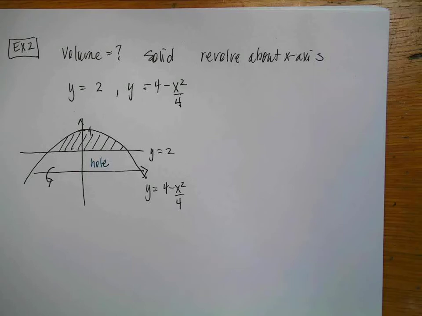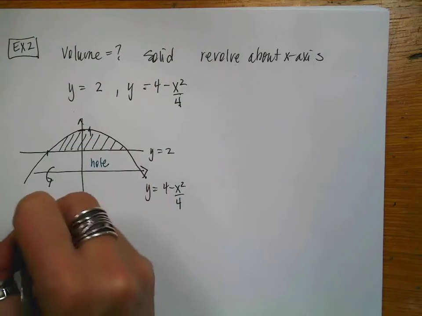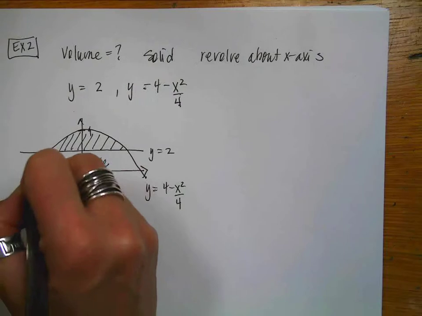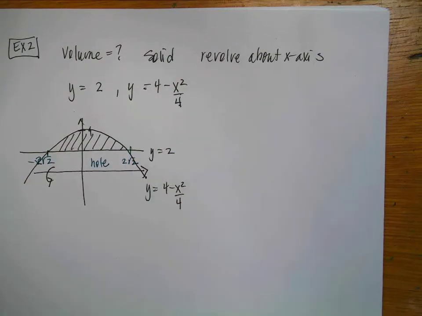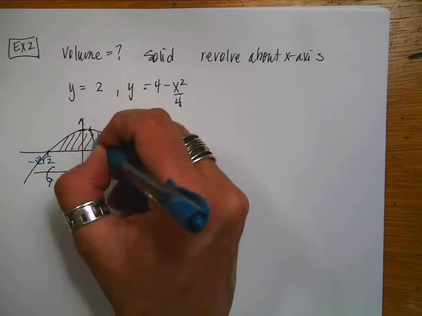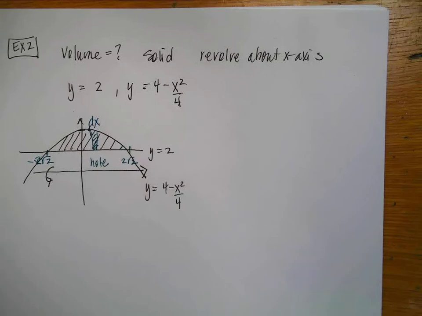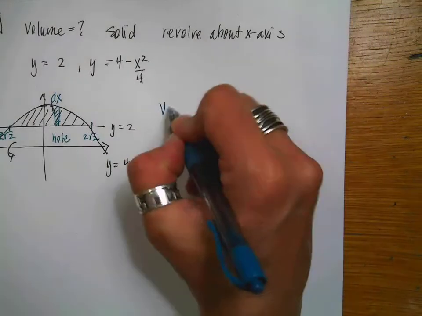Noticing now that I have a hole, my points of intersection are going to be negative 2 radical 2 and 2 radical 2, and I'm assuming that you can do that math. Here's my representative rectangle. I have a dx. So now I'm going to set up our volume.